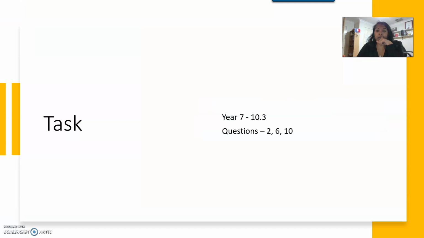And this task, so this is Year 7, 10.3. You are doing questions 2, 6, and 10. So for the remainder of the lesson, you are to complete these questions. Like I said, don't mind where you put it. As long as when I ask you to show me, whether it's in your book or not, you should be able to show me. And I will check this in the next lesson.